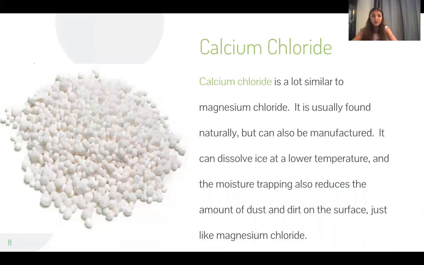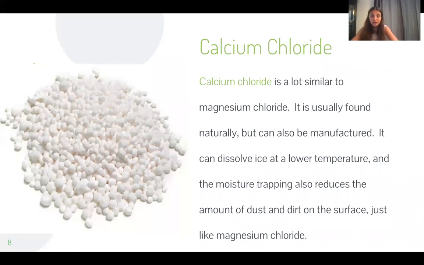Calcium chloride. Calcium chloride is a lot similar to magnesium chloride. It's usually found naturally but can also be manufactured. It can dissolve ice at a lower temperature, and the moisture trapping also reduces the amount of dirt and dust on the surface, just like magnesium chloride.